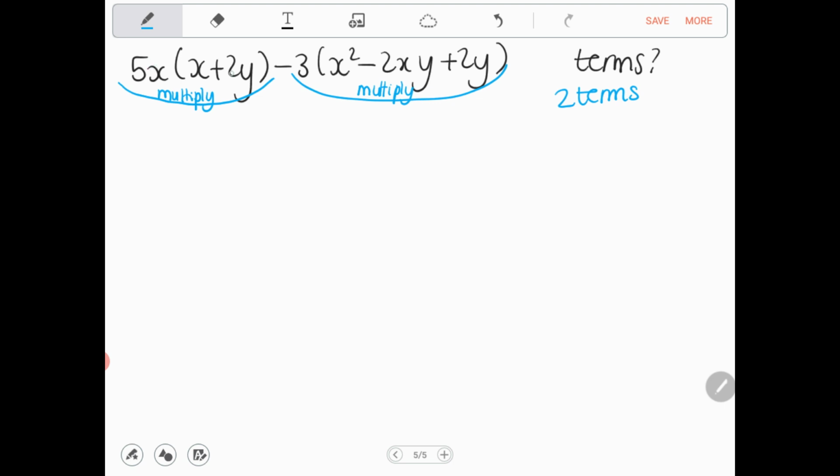So this 5x, because inside the bracket, we've got no like terms. We always check that as well. No like terms inside there. So this 5x is going to be distributed into there. And this negative 3 would be distributed into the last bracket. Sorry, let me just fix that.